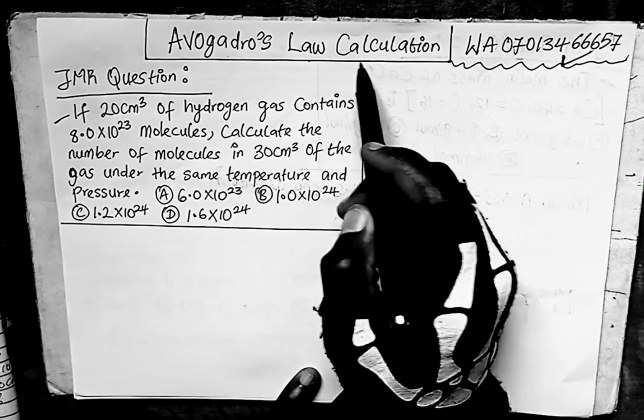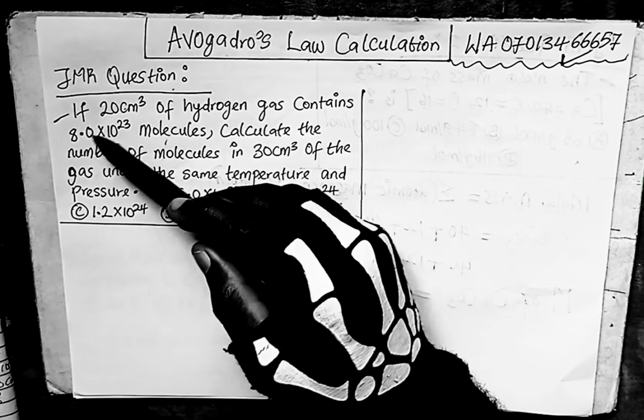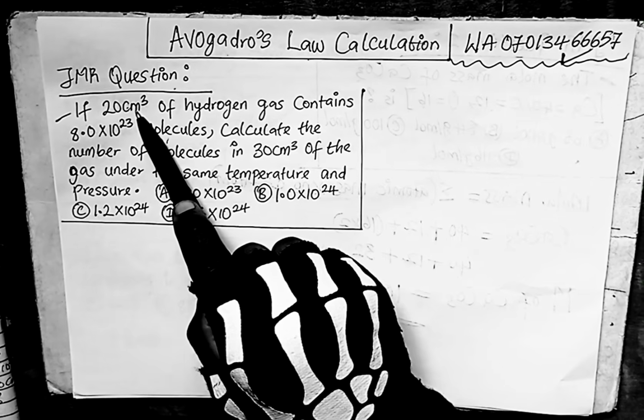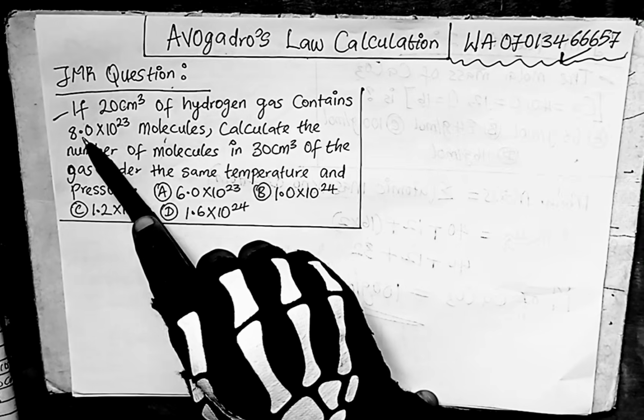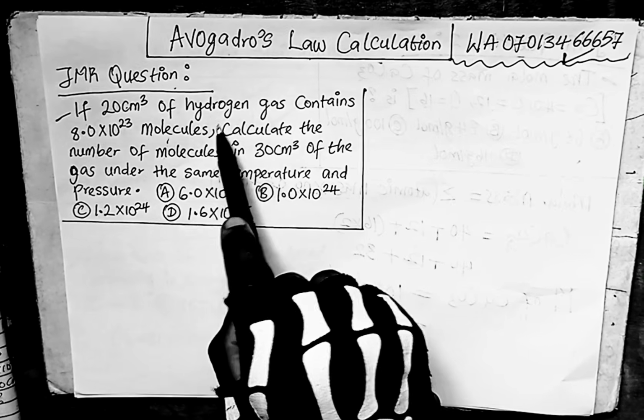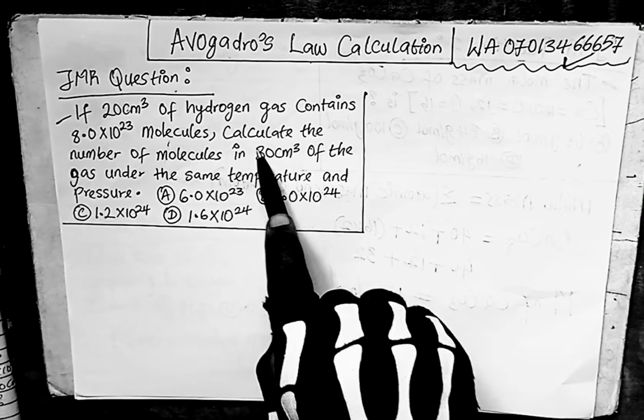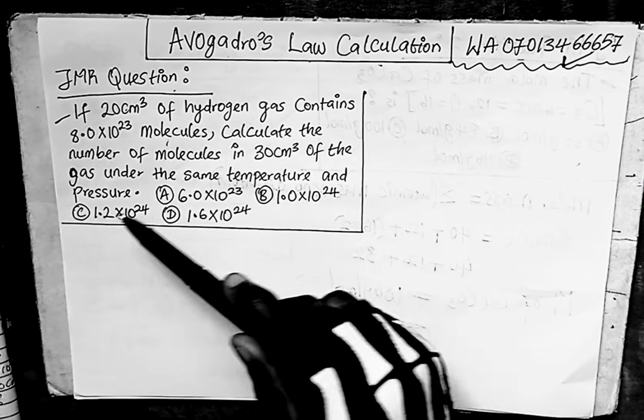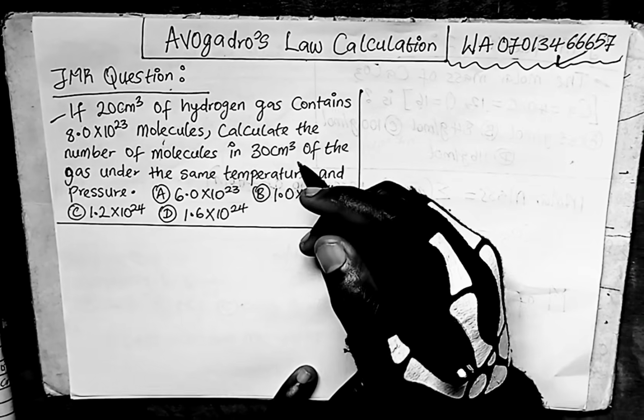So this is Avogadro's law calculation, a JAMB must-repeat question. The question reads: if 20 cubic centimeter of hydrogen gas contains 8.0 times 10 to the power 23 molecules, calculate the number of molecules in 30 cubic centimeter of the gas under the same temperature and pressure.